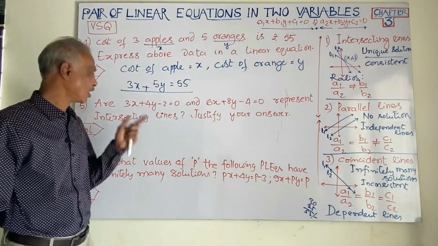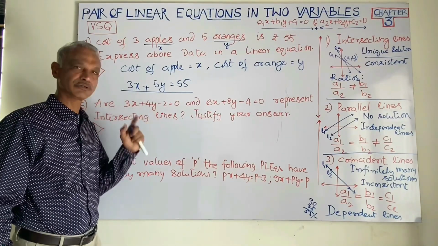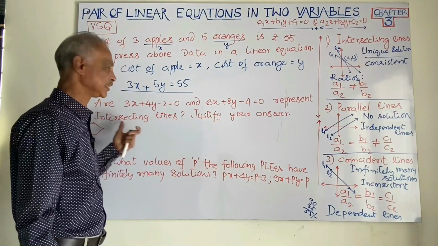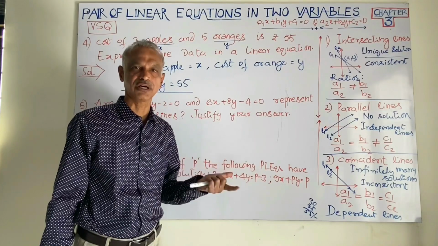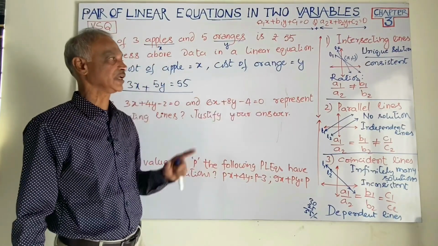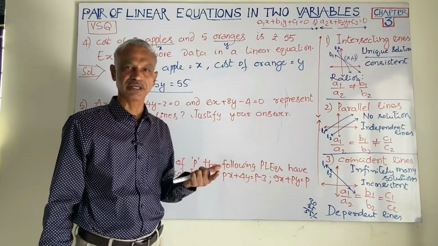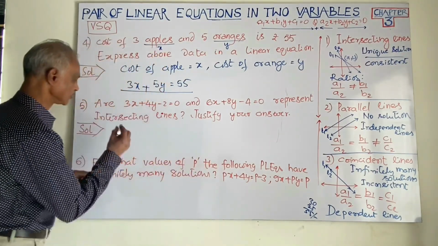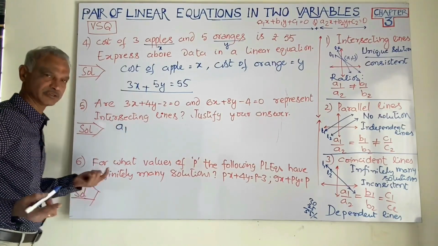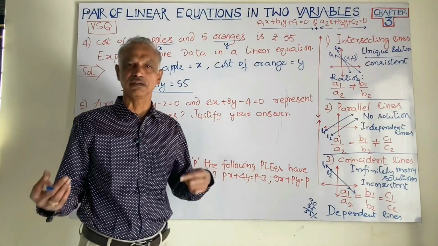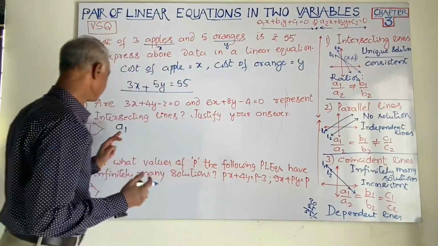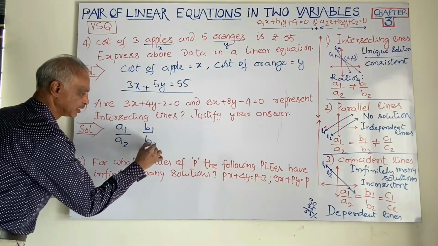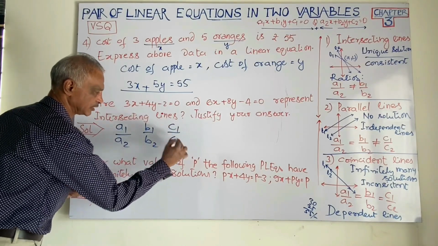Next question. Do 3x plus 4y minus 2 is equal to 0 and 6x plus 8y minus 4 is equal to 0 represent intersecting lines? Justify your answer. What is the condition we have? A1 by A2 should not be equal to B1 by B2. We have to check the comparison of ratios. It is better to take C1 by C2 also, because we don't know whether they are intersecting lines or parallel lines or anything. So take A1 by A2, B1 by B2, and also C1 by C2.